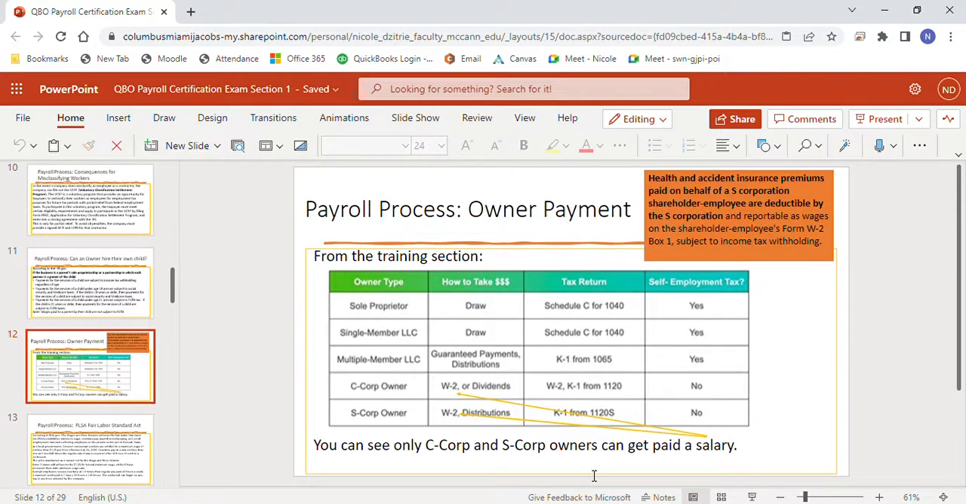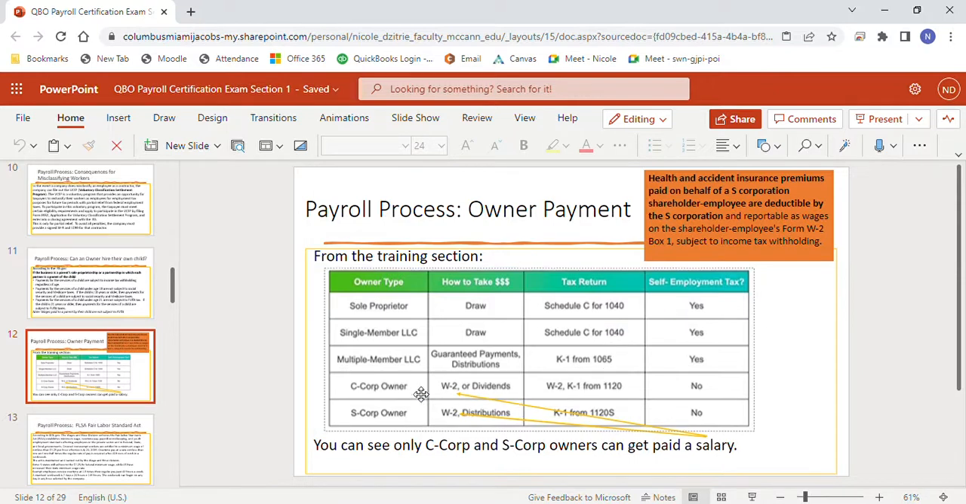Okay, so owner's payment. Here are the different types of business ownership. You have sole proprietor, and they would take a withdrawal out of the business. So they would not be a salaried employee and get a W-2. Neither would these other two, single member LLC or multiple member LLC. These all have different ways of getting paid. And with these, you would file a Schedule C with your 1040. So you'd fill out a 1040 and then link it to your Schedule C.